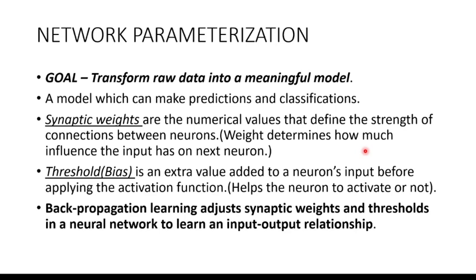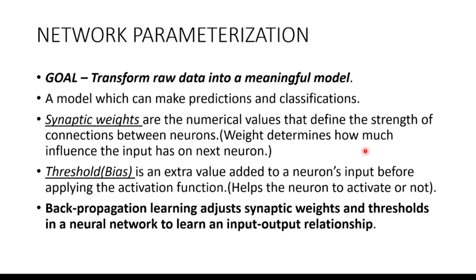Okay? Now, the word parameterization itself consists of the word parameter. In the context of neural networks, the term parameter means weights and biases. Let us see what synaptic weights and threshold or bias means. So, synaptic weights are the numerical values that define the strength of the connections between the neurons. Basically, a weight in a neural network determines how much influence the input has on the next neuron. That means the neuron in the next layer.